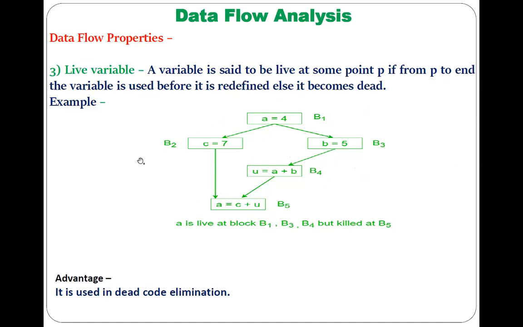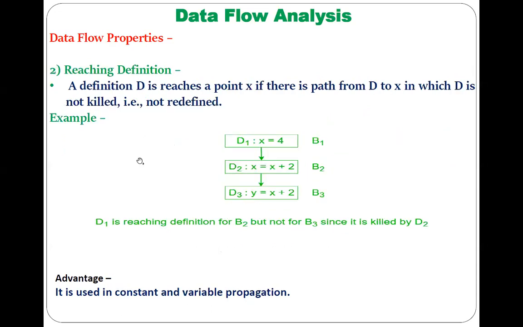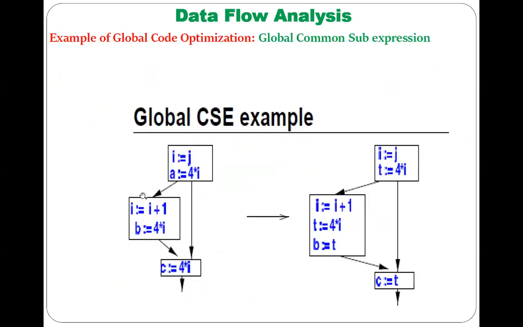Okay, so from these three properties: using the available expression, you can do the elimination of common subexpression. Using the reaching definition, you can do the constant propagation. Using the live variable analysis, you can do the dead code elimination. So using these properties of the data flow, you can do the code optimization that is considered as global code optimization.